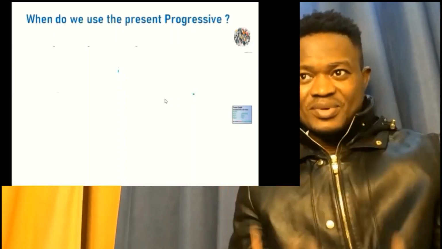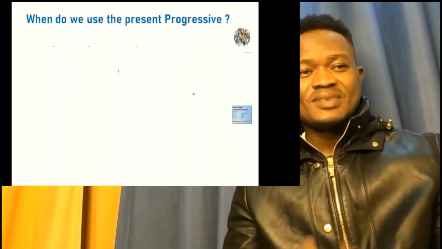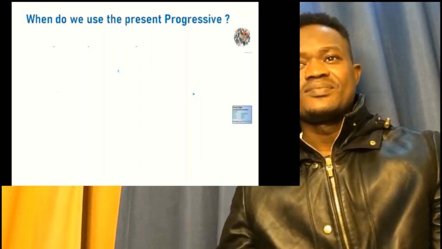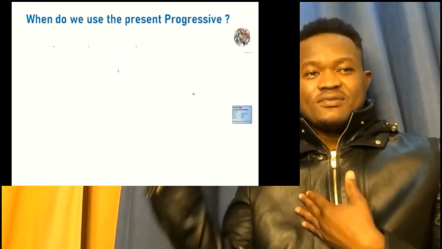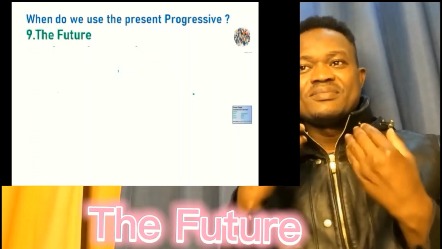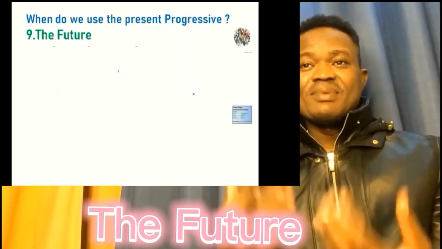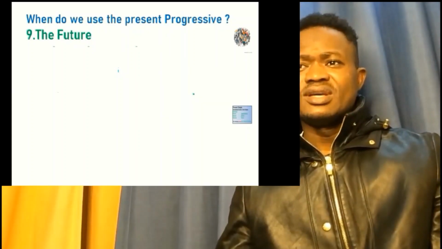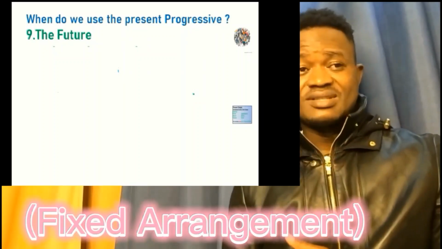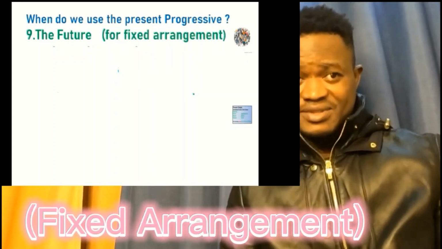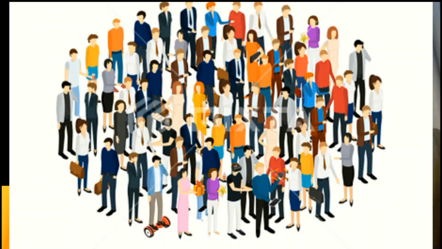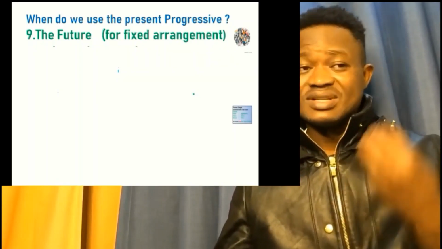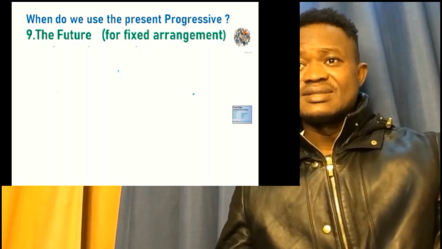Do we use the present progressive, present continuous tense? The future. So we use present progressive to talk about the future, the future in fixed arrangement. A fixed arrangement is an arrangement between people. All right, let's see how the arrangement is going. A fixed arrangement, okay.